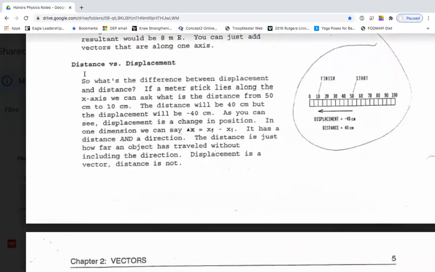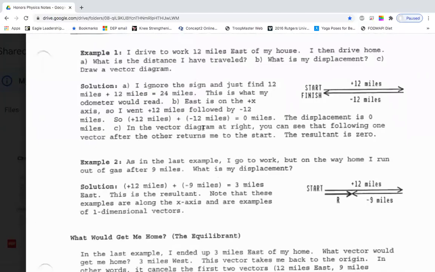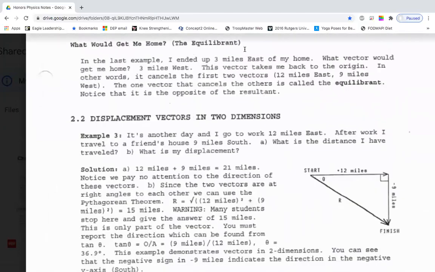So what is the difference between distance and displacement? The distance is just how far you've gone. The displacement is that distance with a direction. There's an example right here. Here's more examples of the same thing. So you should be able to go through these examples and test your abilities, cover up the solution, and then try the problem.